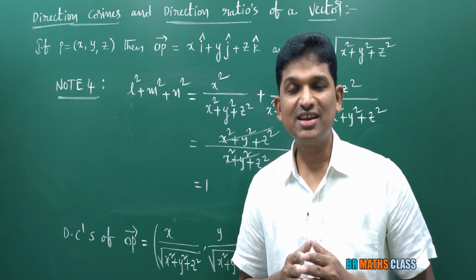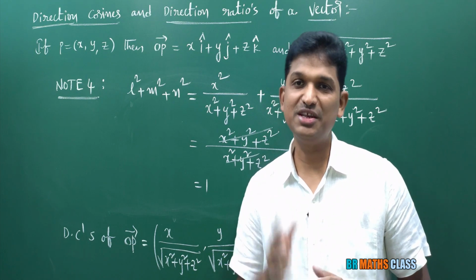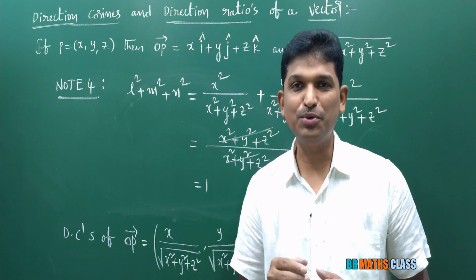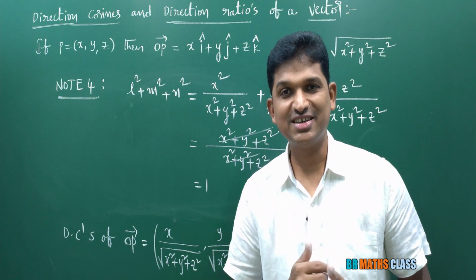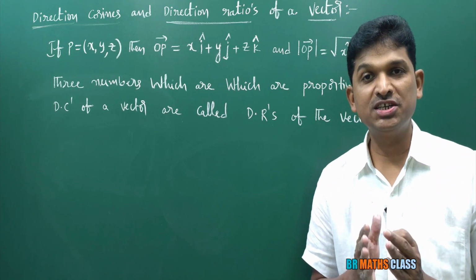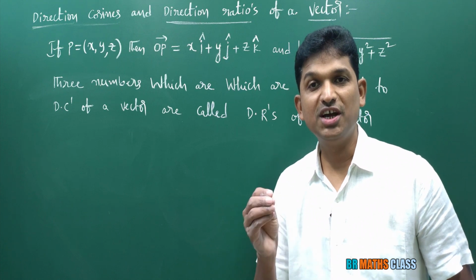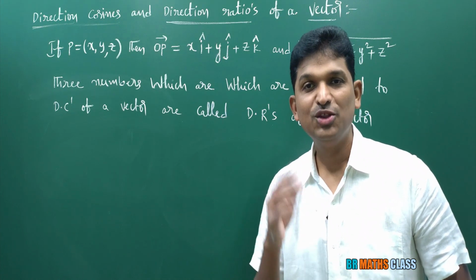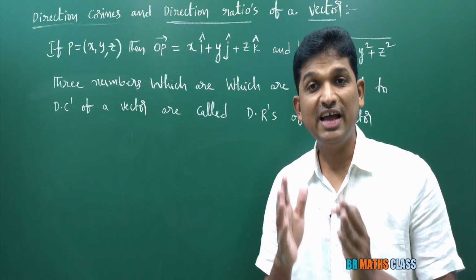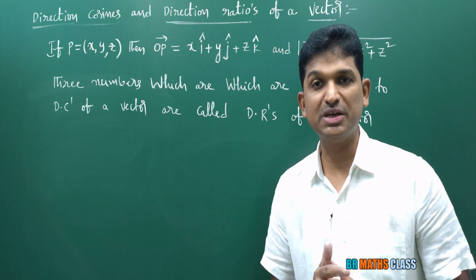What are we learning in this class? We are learning about direction cosines and direction ratios. Direction cosines play the major part. Direction ratios is simple only. So let's see the definition of direction ratios of a vector. You consider three numbers which are proportional to the direction cosines of a vector. Those three numbers are known as direction ratios of that vector. It is simple only, do not confuse much.